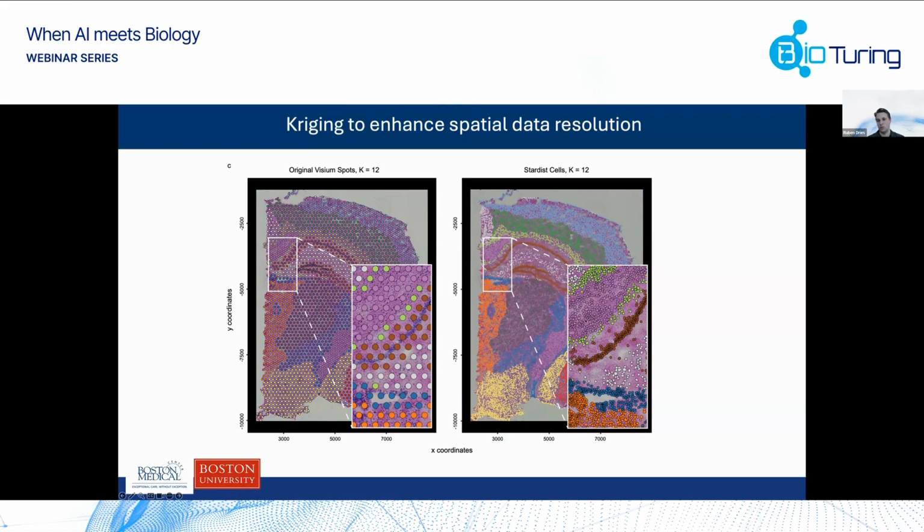And now I believe you have a more accurate representation of the actual spatial architecture, nuclei by nuclei, and you can apply some of these cell level analyses that you otherwise couldn't really do with Visium. So just to show how easy it is to leverage some of that spatial ecosystem and apply that on your own data sets.